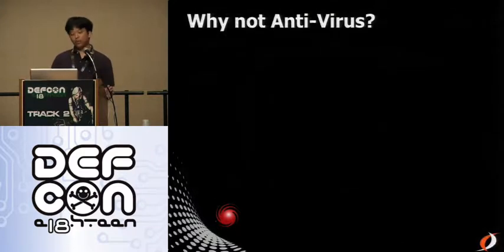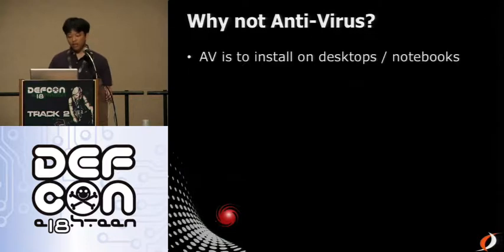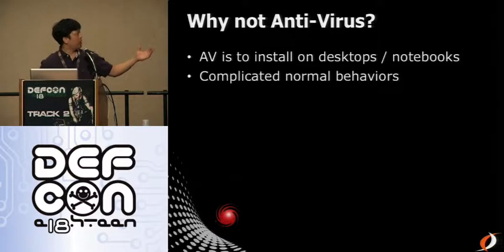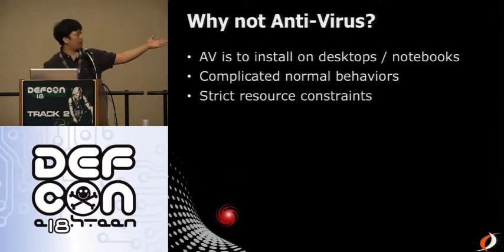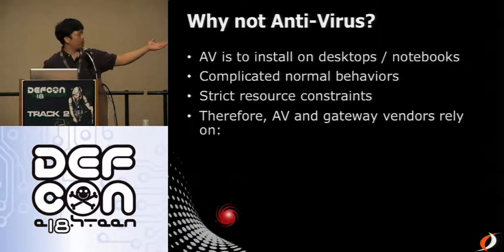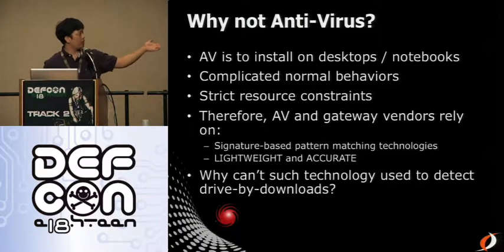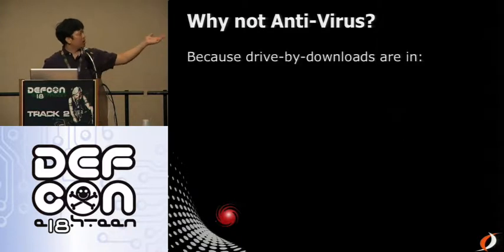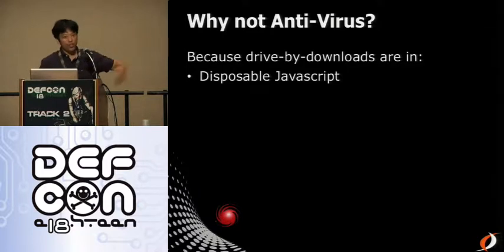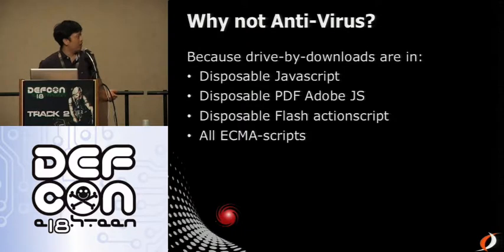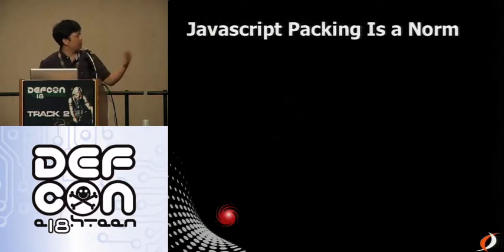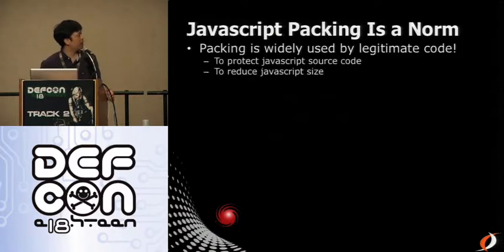So, conclusion, why is it so hard for antivirus? Because antivirus is designed to install on desktops and notebooks. So desktops and notebooks have very complicated behaviors and strict resource constraints, and therefore AVs and gateway vendors rely on signature-based technology that has to be lightweight and accurate. But JavaScript, especially drive-by downloads, is just disposable JavaScript. It's generated every time it's served. Disposable PDF script, disposable ECMA scripts, basically.